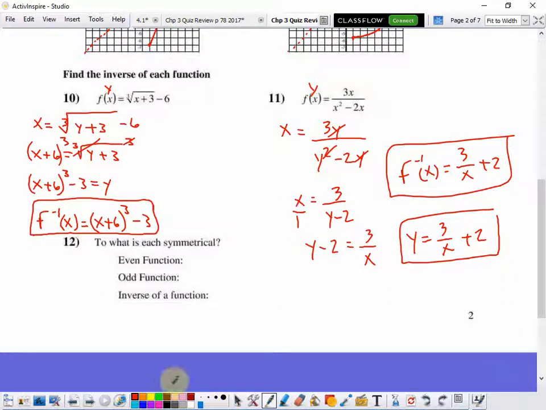An even function is symmetric about the y-axis. An odd function is symmetric about the origin. And a function and its inverse are symmetric about y equals x.